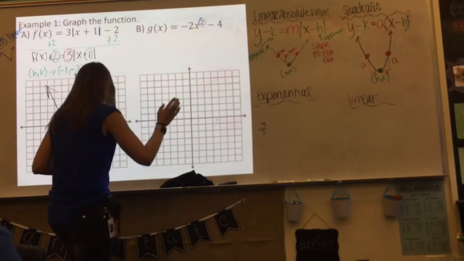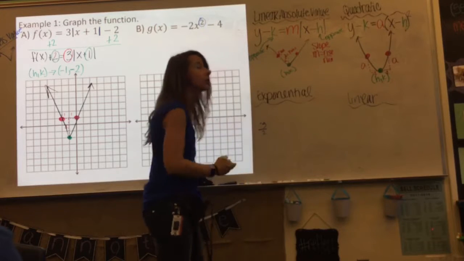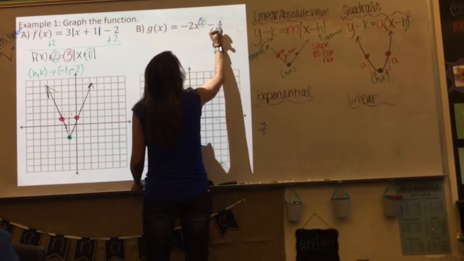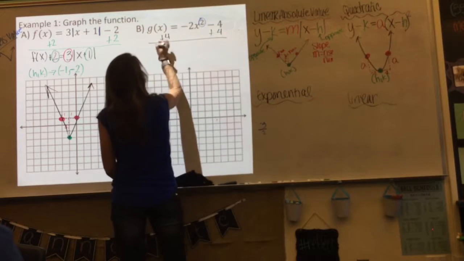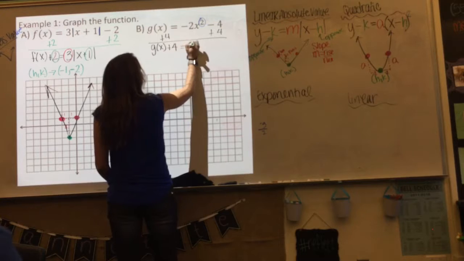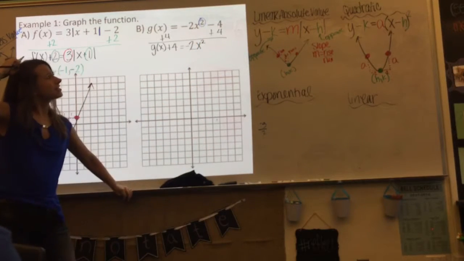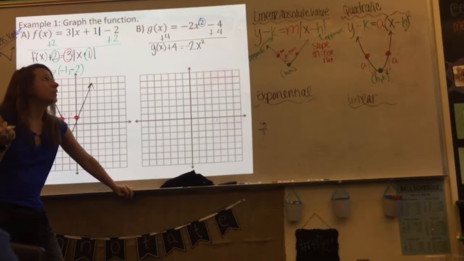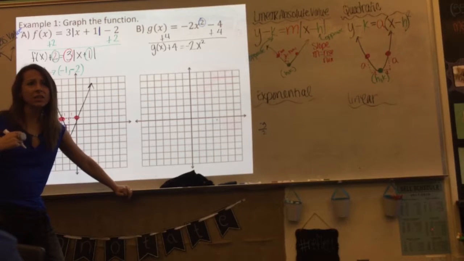Okay, so if I want to figure out the correct HK, what should I do with that 4? Add it. Good. It just makes them all easier so they're all in the same format. So g of x plus 4 equals negative 2x squared. So the question is now, if we know the k, what is the h? Anybody think they know?